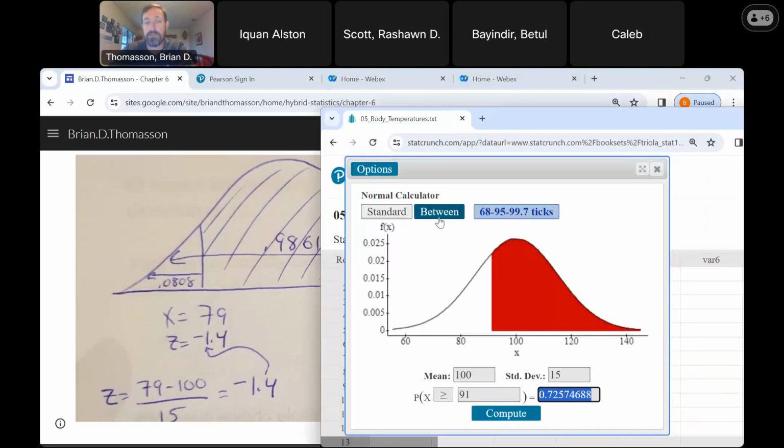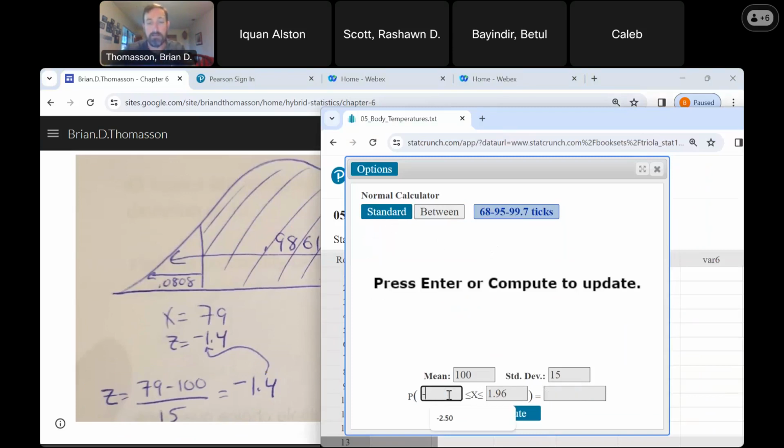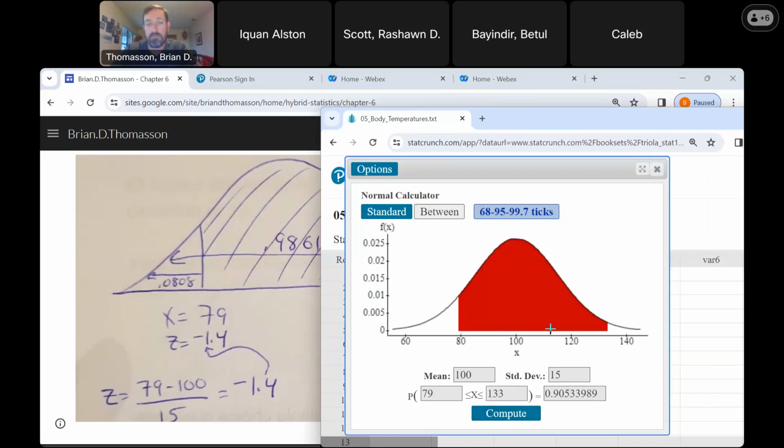Since we have two values, we can go to between. We have our lower bound, which is 79, and our upper bound, which is 133. We have the same mean, same standard deviation. We just have to enter those two bounds. It looks like our pretty picture as well. We have the two bounds, and we're looking for that red area in between, which is 0.9053.